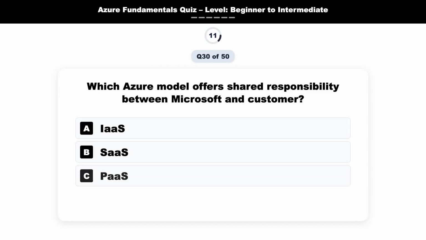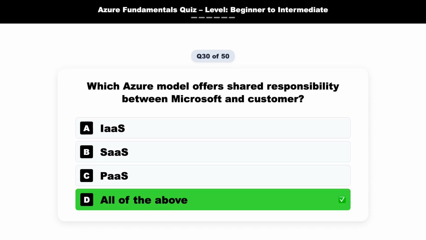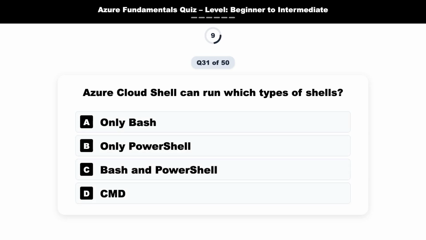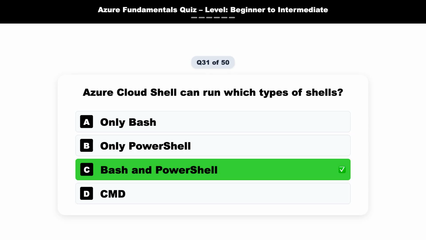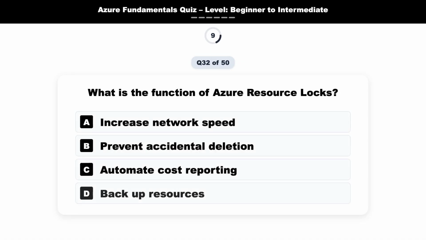Question 30. Which Azure model offers shared responsibility between Microsoft and the customer? Question 31. Azure Cloud Shell can run which types of shells? Question 32. What is the function of Azure Resource Locks?